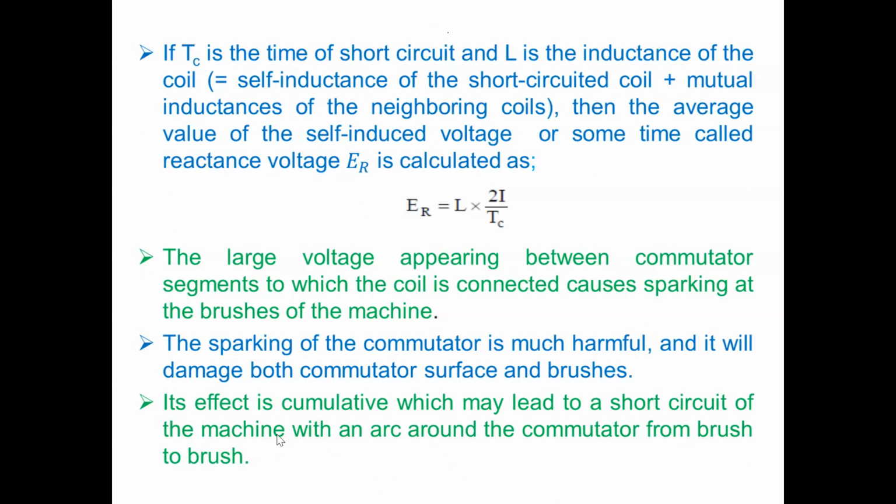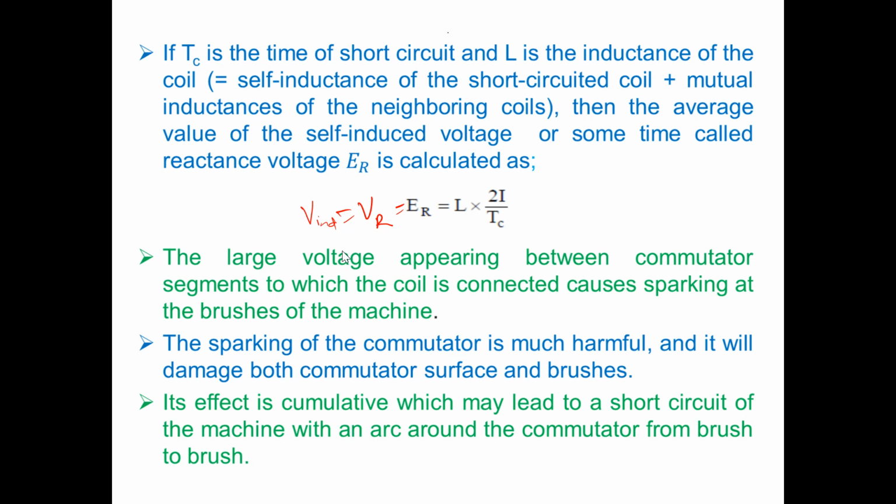If Tc is the commutation time period, and L is the inductance of the coil, that is the self inductance, then the average voltage is calculated by again the same formula. We can call it V reactive, the reactive voltage, or self induced voltage. The large voltage appearing between the commutator segments to which the coil is connected causes sparking at the brush of a machine.